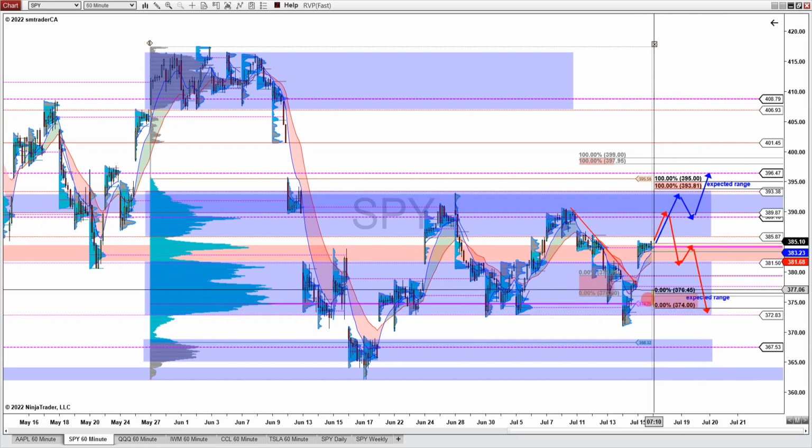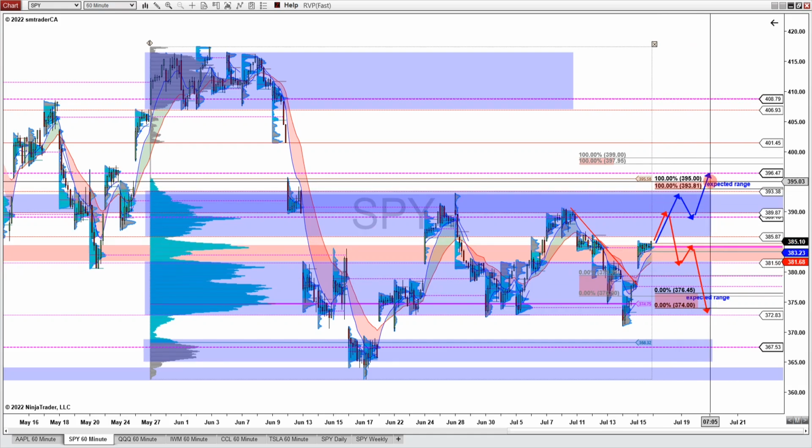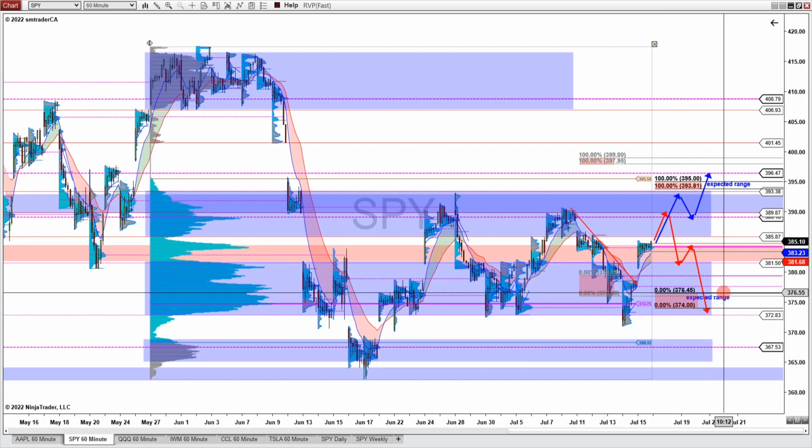Now here on the SPY, I have established the upper range zone for the expected move, and also the lower range zone for the expected move. The upper range is anywhere between 395 and 393.81, and the lower range is 376.45 and 374. Now these price zones are based on what the option market is pricing in for a possible price move for the week.